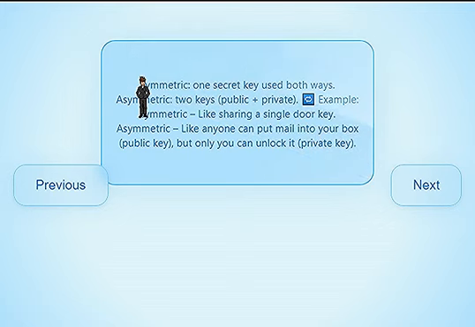Symmetric cryptography uses a single secret key that is used both to encrypt and decrypt messages. Asymmetric cryptography, on the other hand, uses 2 keys, a public key that can be shared with anyone, and a private key that is kept secret. This is similar to sharing a door key or having a mailbox. In symmetric cryptography, both parties need to have the same key in order to communicate securely. In asymmetric cryptography, the public key can be shared with anyone, but only the person with the private key can read the message.